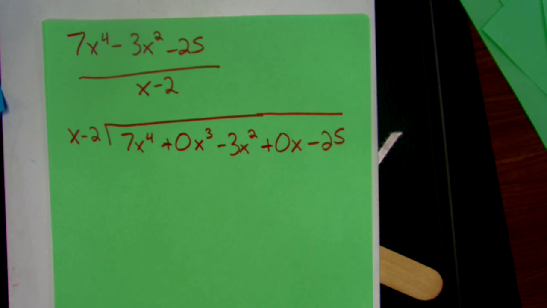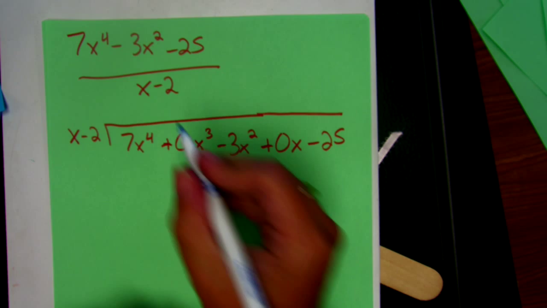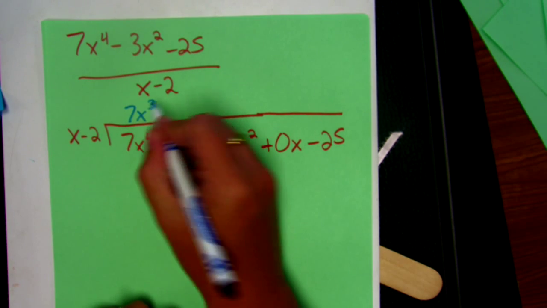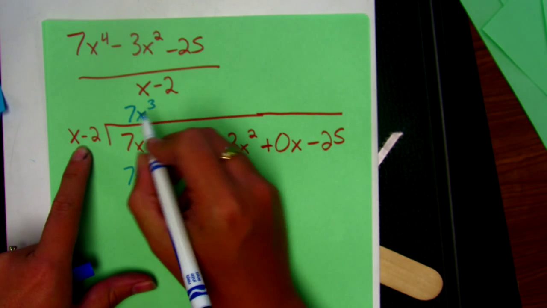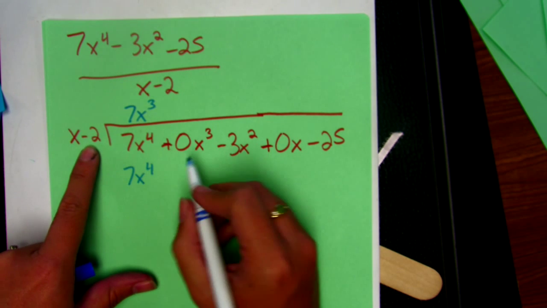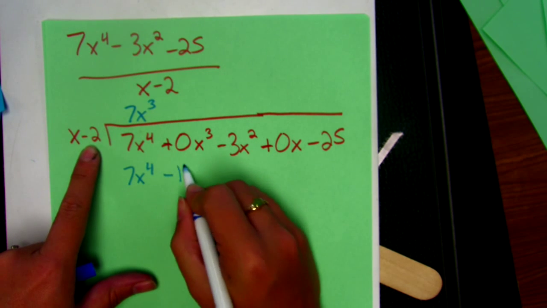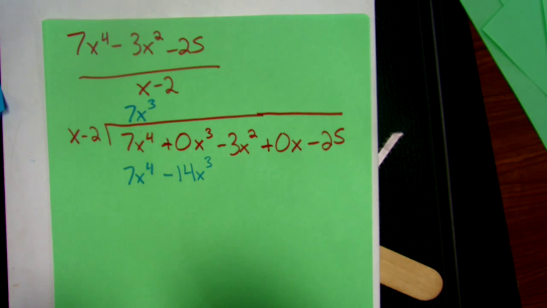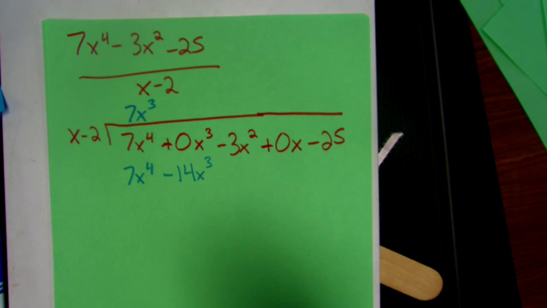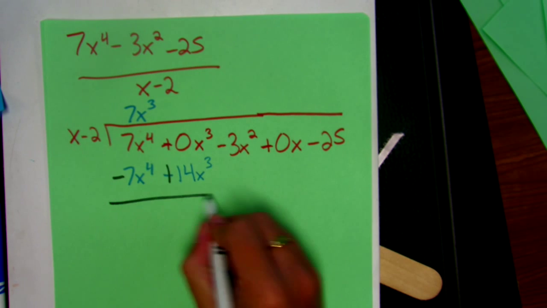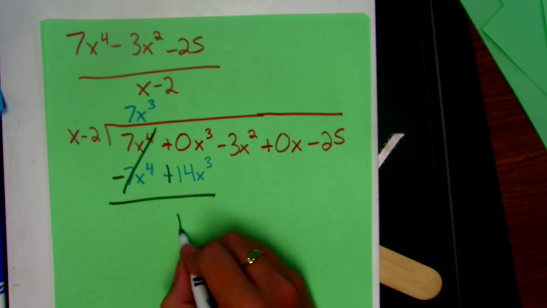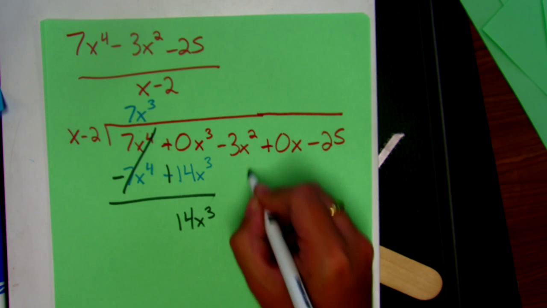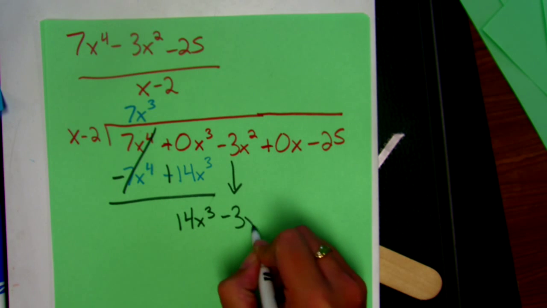X times what is 7x to the fourth? Well, we've got to do 7x cubed, right? So 7x cubed times x is 7x to the fourth. 7x cubed times negative 2 is negative 14x cubed. Now we subtract, so we change our signs. This cancels. 0x cubed plus 14x cubed is 14x cubed. And we bring down our next term.